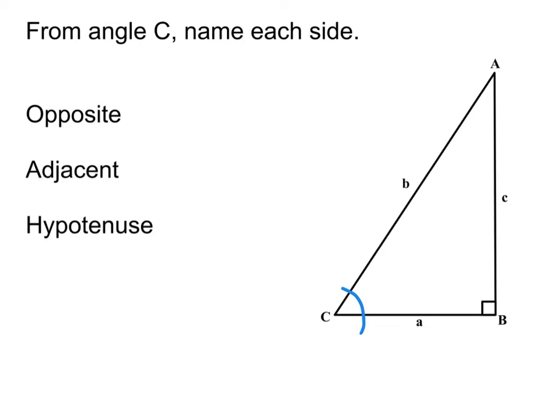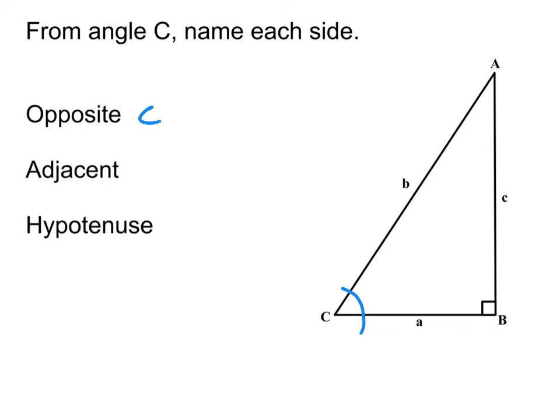And the first thing we're asked about here is the opposite. So if I look for the side that is as far away from angle C as I can get, that is, it's on the opposite side of the triangle, notice it is side C. So by going from a different angle, it changed what the opposite was.